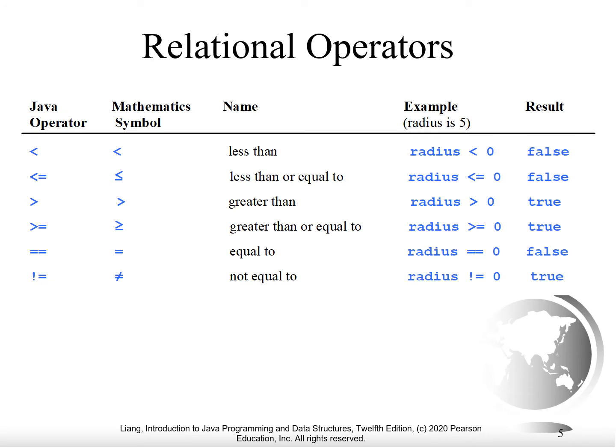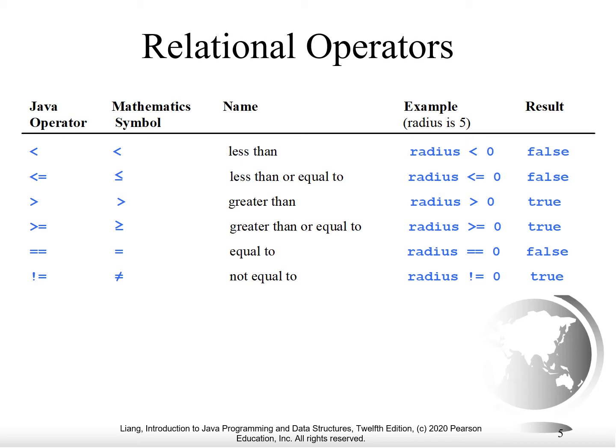Java offers 6 relational operators to compare two operands. The result of these relational operators is a Boolean value. For less than, we use the standard mathematical symbol for less than. For less than or equal to, we use the less than sign immediately followed by the equal sign with no space. For greater than, we use the same mathematical symbol for greater than, and for greater than or equal to, again, the greater than sign followed by an equal sign with no space.